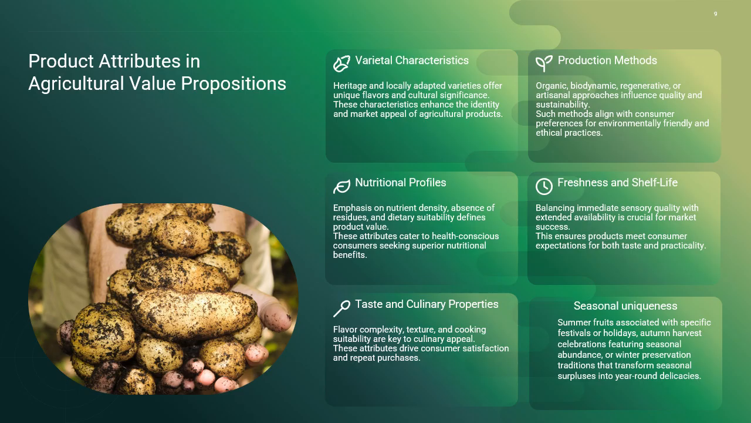Freshness and shelf life balance immediate sensory quality with extended availability. This attribute is crucial for market success, as products must meet consumer expectations for both taste and practicality. Direct marketing farms may emphasize peak freshness with same day harvest, while operations focusing on processing or distant markets prioritize extended shelf life through appropriate varieties and storage technologies.